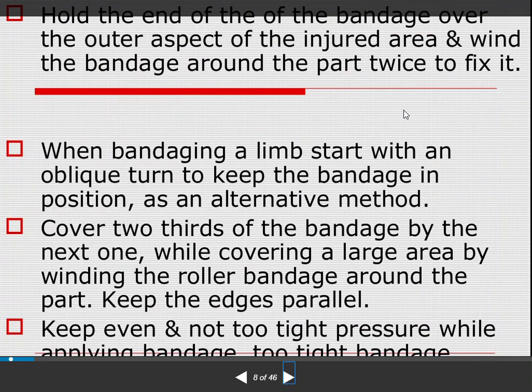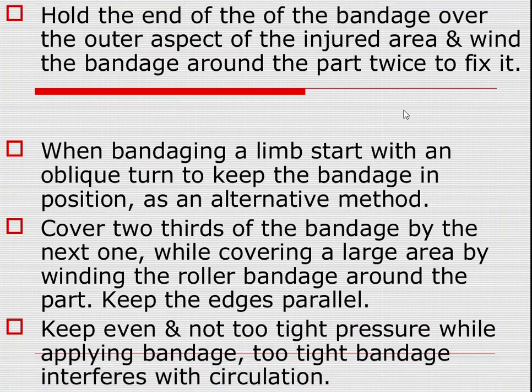Hold the end of the bandage over the outer aspects of the injured area. Means at the end we need to fix the end to prevent displacement of the bandage. So the end must be over the outer aspects of the injured area so that it can be visible and we can easily grasp the end to tie. Wind the bandage around the part twice to fix it. Means we have to make two rounds to fix it.